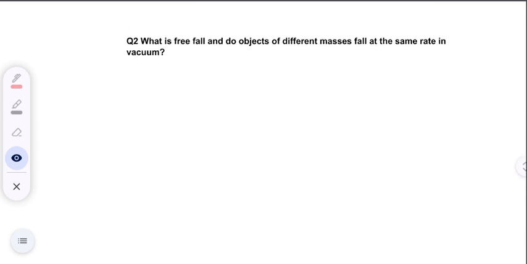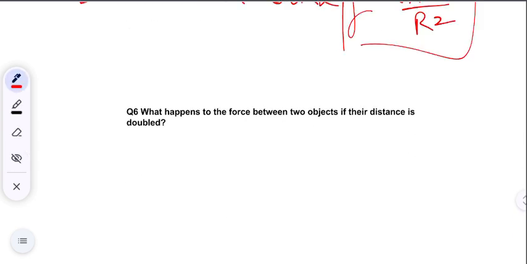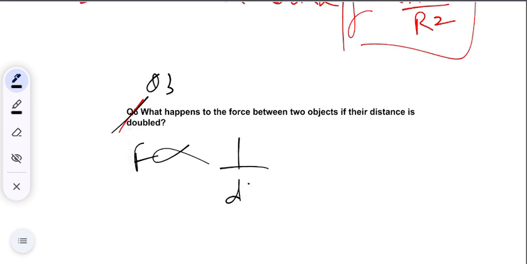This will be question third, but by mistake I have written question 6 here. It will be question third. Question third: what happens to the force between two objects if their distance is doubled? So the formula is, sorry, it will be force, the sign of proportionality, my bad. Let me write it again. So force, the sign of proportionality will be used, 1 upon denominator square.